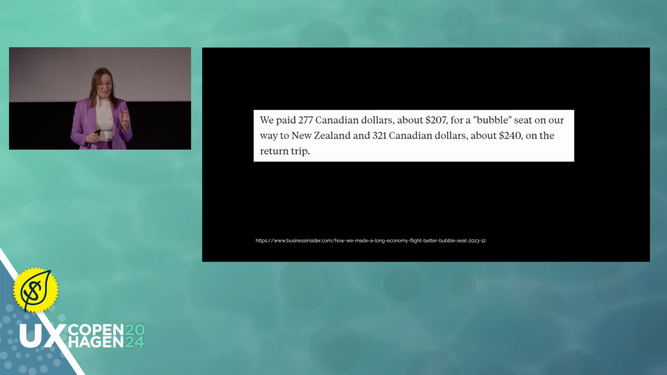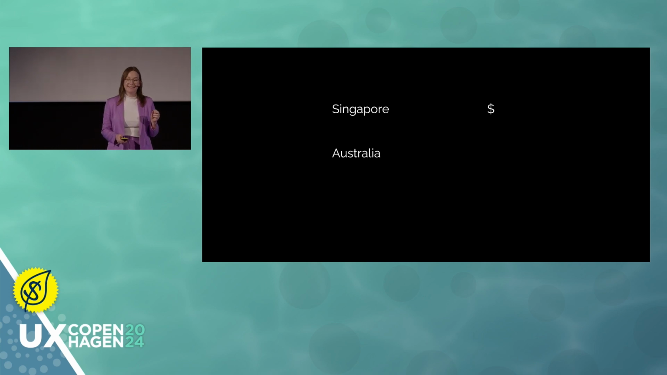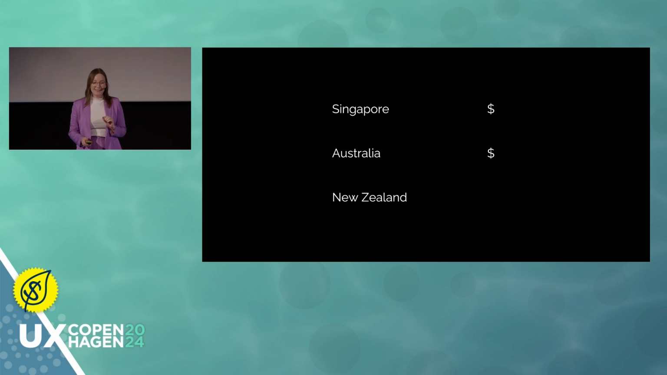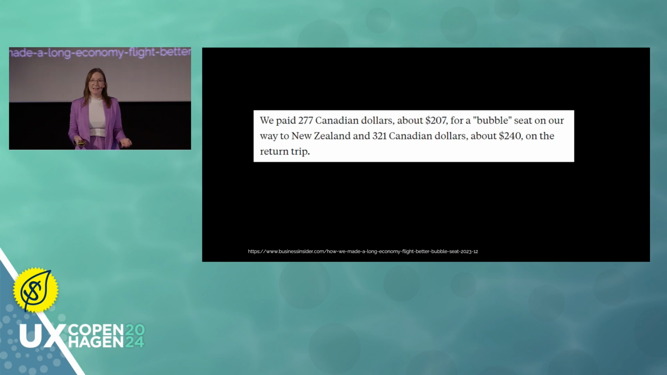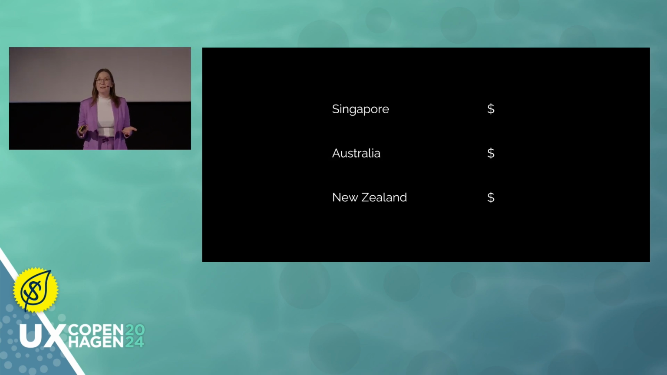"We paid 277 Canadian dollars, about $207, for a bubble seat on our way to New Zealand, and 321 Canadian dollars, about $240, on the return trip." So for context, this is me, an Australian, sitting in Singapore reading this article. The currency that we use in Singapore is the dollar. The currency we use in Australia is the dollar. And this article referenced New Zealand, and the currency they use is the dollar. So what on earth was this sentence saying? I could reasonably interpret this $207 to be any of those three currencies: Singaporean, Australian, New Zealand. Who knew? I mean, obviously, it was American.